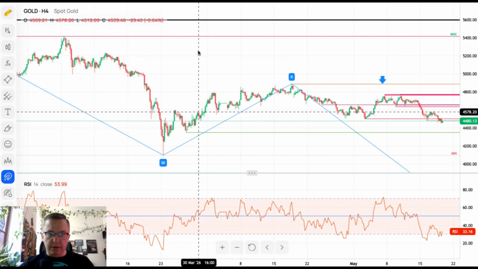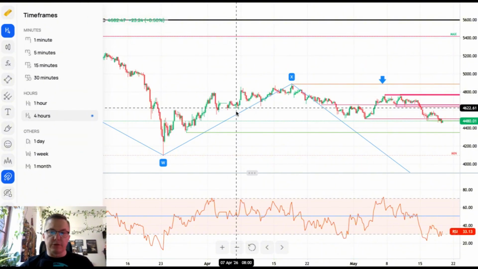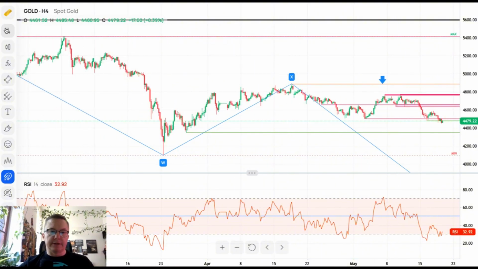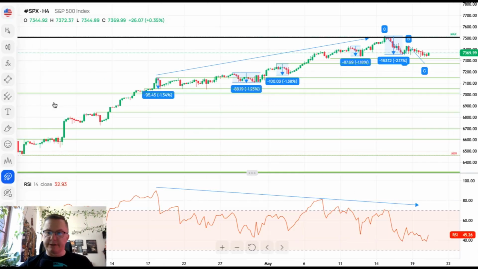It looks like the gold really wants to continue the wave Y of a big correction that is taking place right now on gold. Is the same situation on the S&P 500?